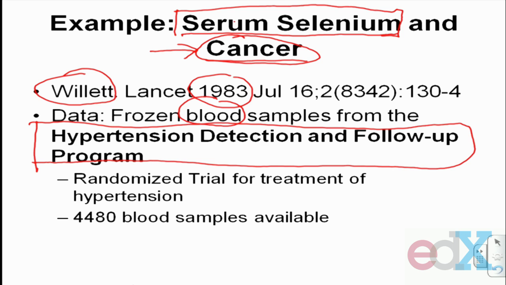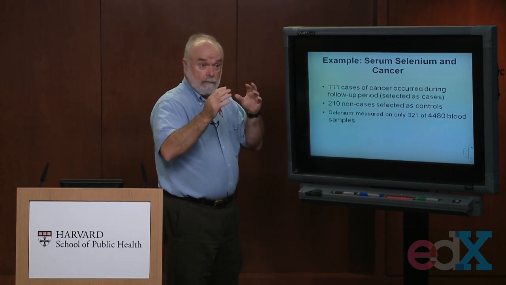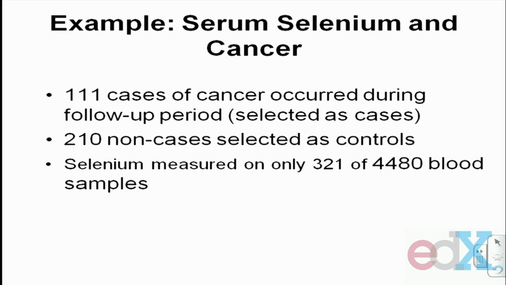So that's what Dr. Willett had. He had at his availability 4,480 individuals who were part of the original Hypertension Detection and Follow-Up Program and had blood specimens taken and stored in this freezer. So that's the data he had available to him. Now, he knew from the information that was collected on these people that of those 4,480, 111 of them went on and were diagnosed with cancer during the follow-up period. You definitely want those bloods. So if you were Dr. Willett opening the freezer drawer, you'd be taking out all the frozen bloods for those 111 cancers.